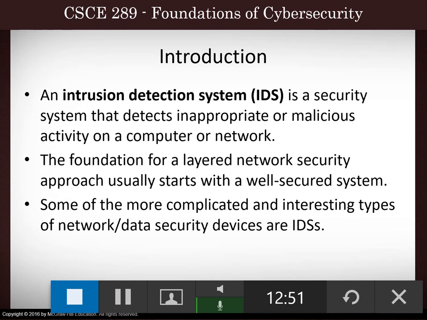All right, so let's start. An intrusion detection system is a security system that detects inappropriate or malicious behavior on a computer or network. It's part of layered network security. It's different than firewall protection. Quite frankly, it's one of the more complicated and interesting types of network data security devices, or IDS. There's a lot of active research still going on in improving this. The main purpose is to identify suspicious or malicious activity, note that the activity somehow deviates from normal behavior, catalog and classify the activity, and if possible, respond to the activity.